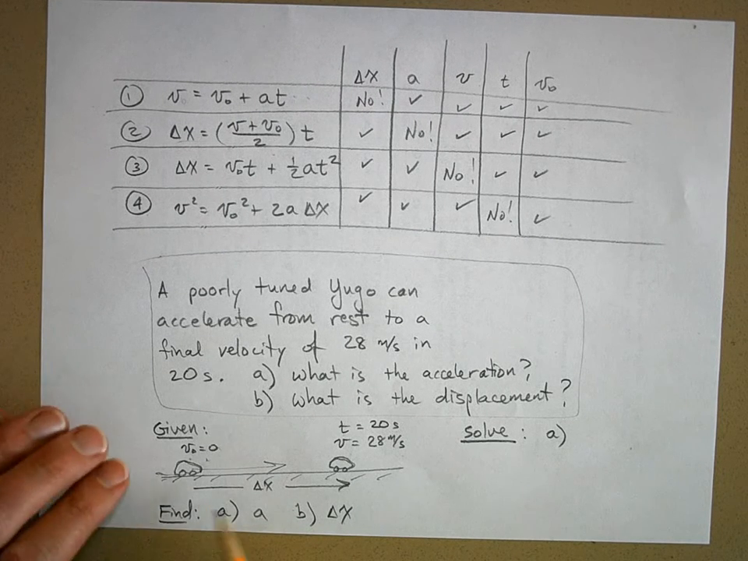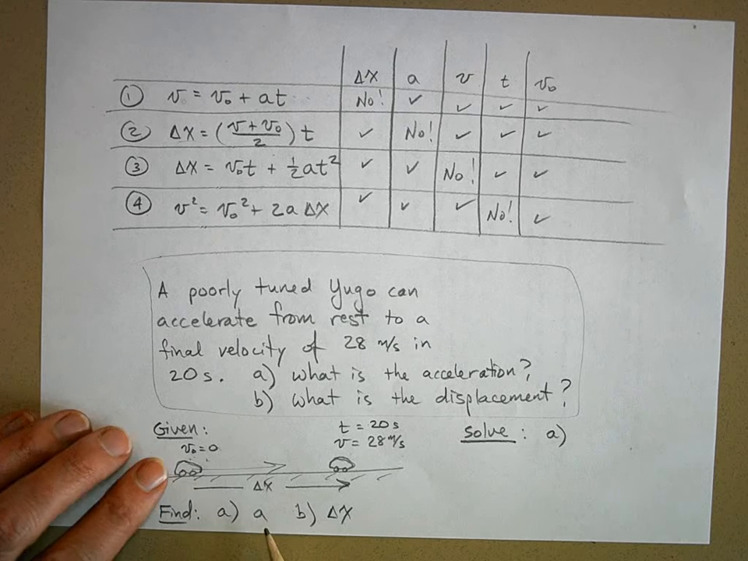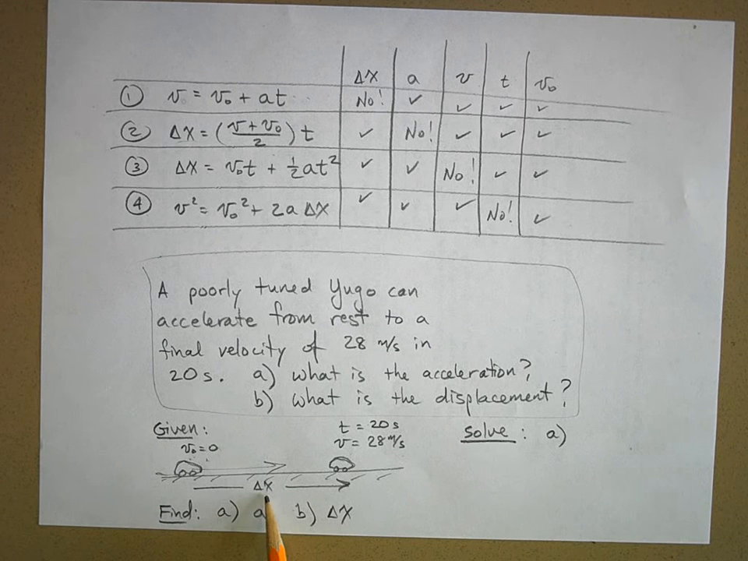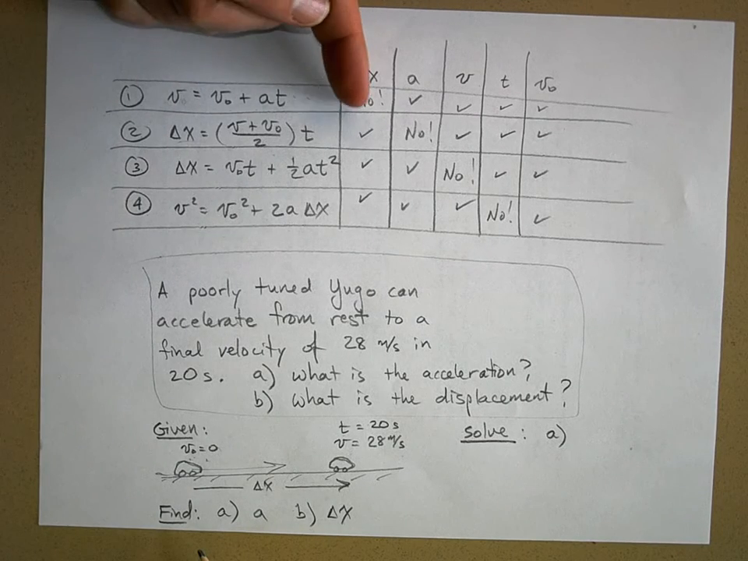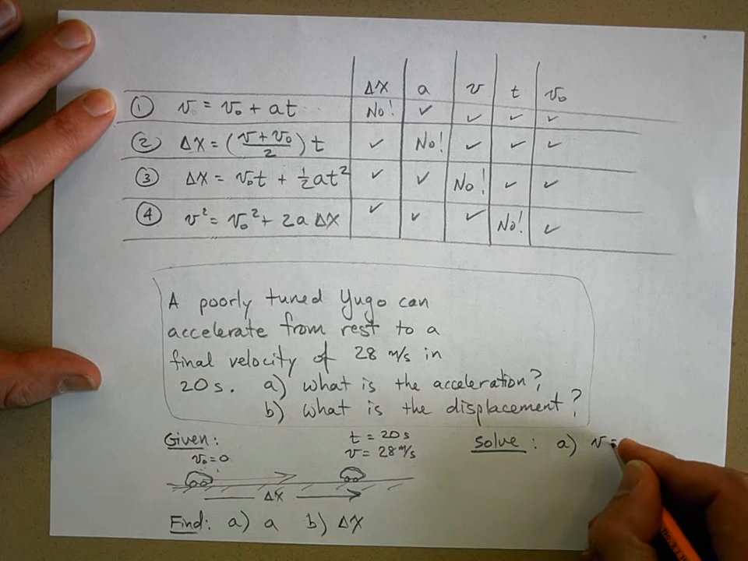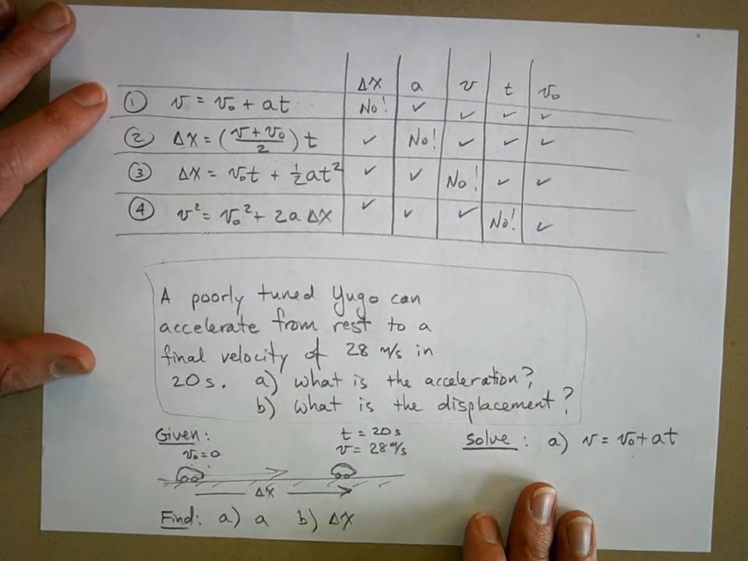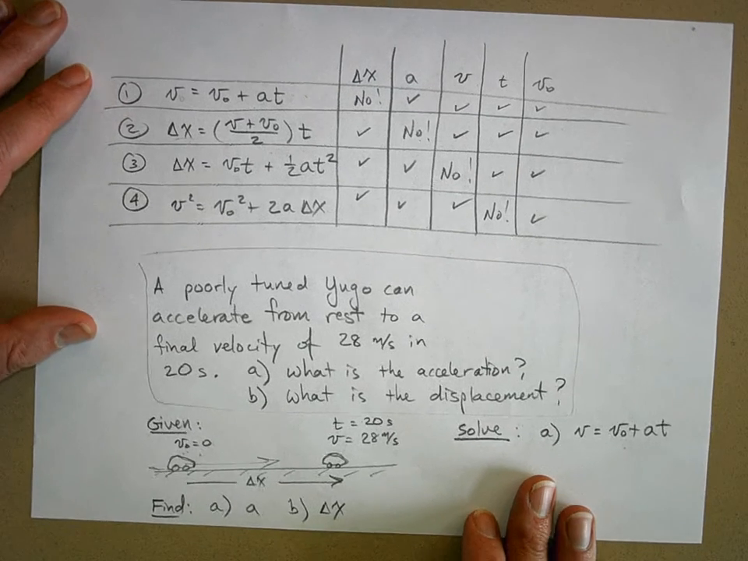Well, I know initial velocity, I know final velocity and time. And I want to find acceleration. So what's missing? Delta x. I don't know delta x, and I'm not trying to find it. So no delta x. Use equation 1. V equals V naught plus AT. And so now you can solve for the acceleration.